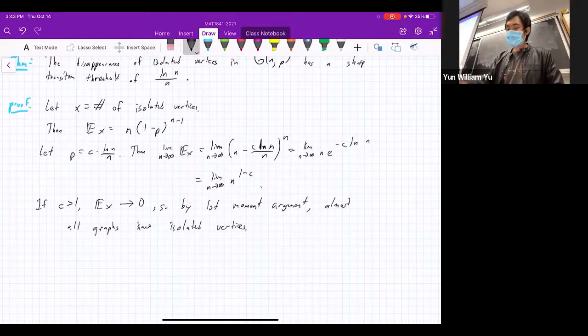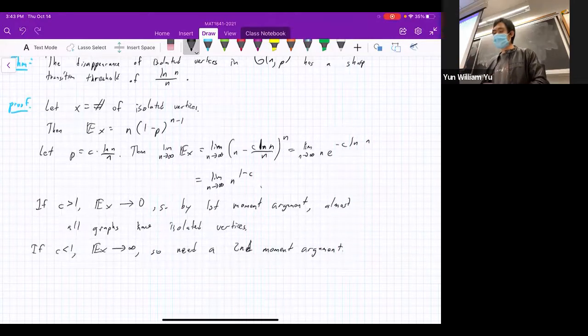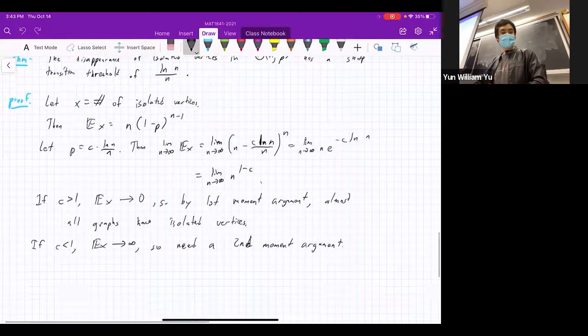But what happens if c is less than 1? If c is less than 1, then the expectation of x goes to infinity. So again, we need a second moment argument, because we just need to show that you're not going to deviate so far away from your expectation that you're going to have no isolated vertices.